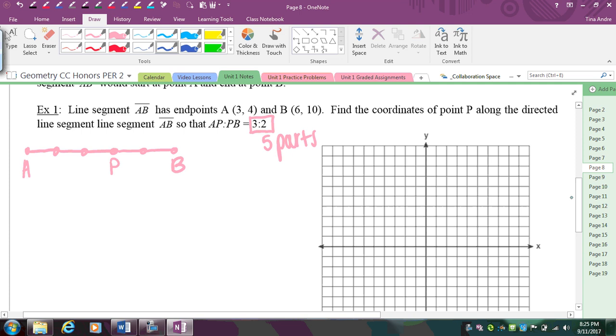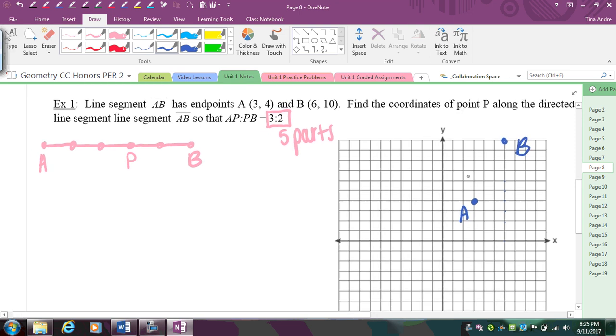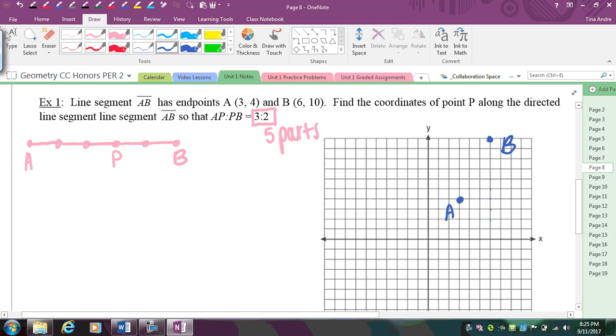If I go ahead and graph this, 1, 2, 3, 1, 2, 3, 4. So there's A, and then B is 6, 10. So 1, 2, 3, 4, 5, 6. Then up 1, 2, 3, 4, 5, 6, 7, 8, 9, 10. So there's B. My goal is to divide this segment here into 5 equal parts.